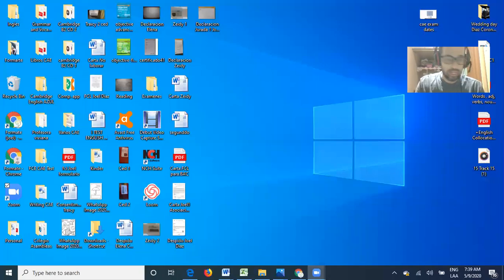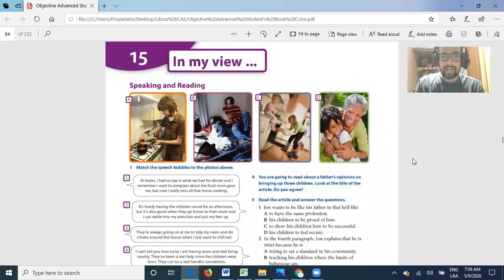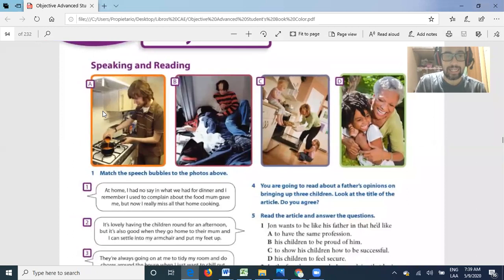Well, we're going to start today our unit number 15. So let's turn right away to our unit and you can go to page 94, and it will be unit 15. Over there we can see that there's a person speaking and reading part. So that's what we're going to be starting with in this lesson.